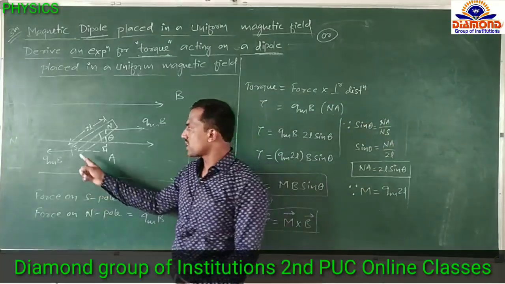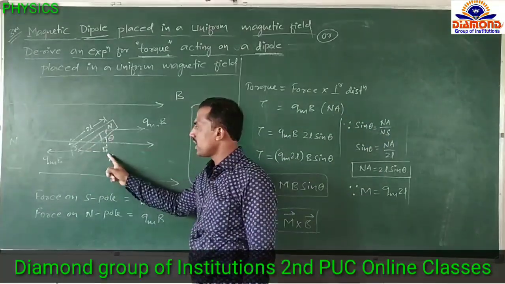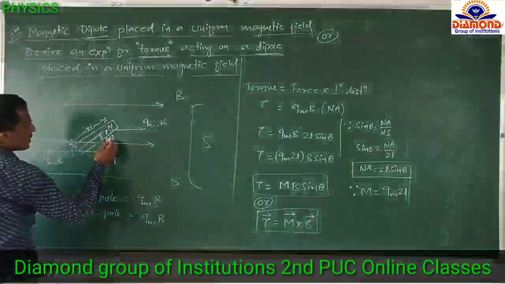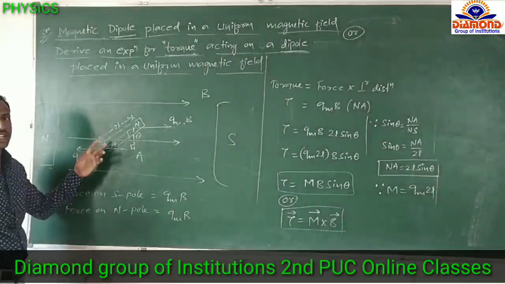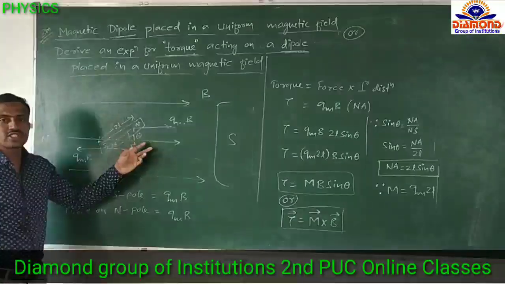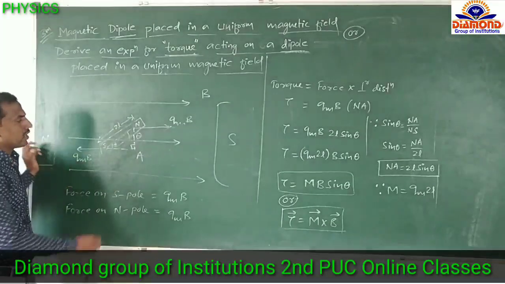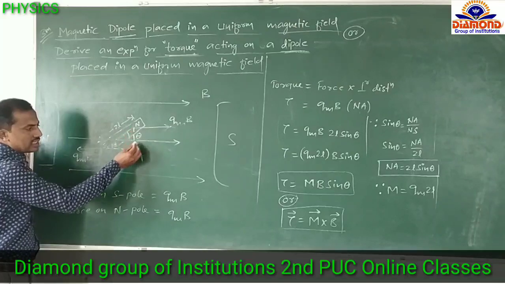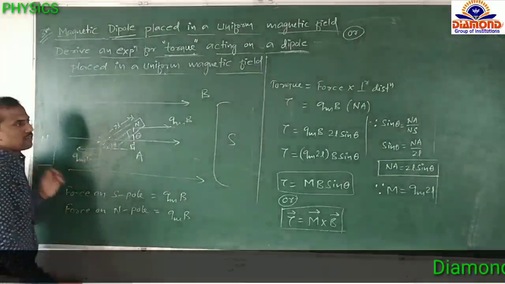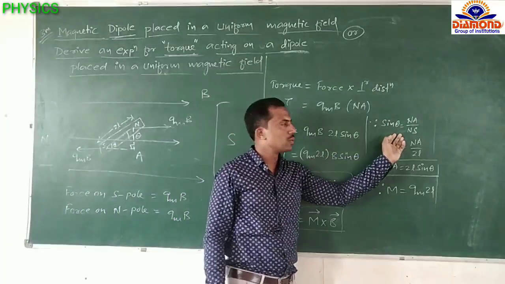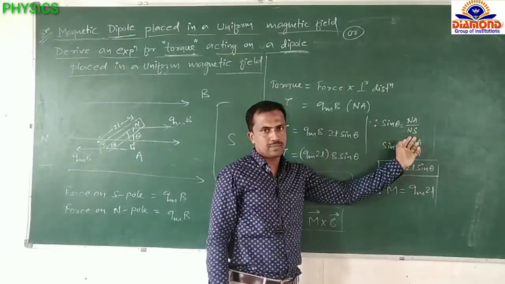Because it looks like a triangle. SNA, this is a triangle. This one is theta, meaning we are taking the angle as theta. Sin theta equals the formula opposite side by hypotenuse. What is the opposite side? NA. What is the hypotenuse side? NS. We are writing sin theta equals NA by NS.